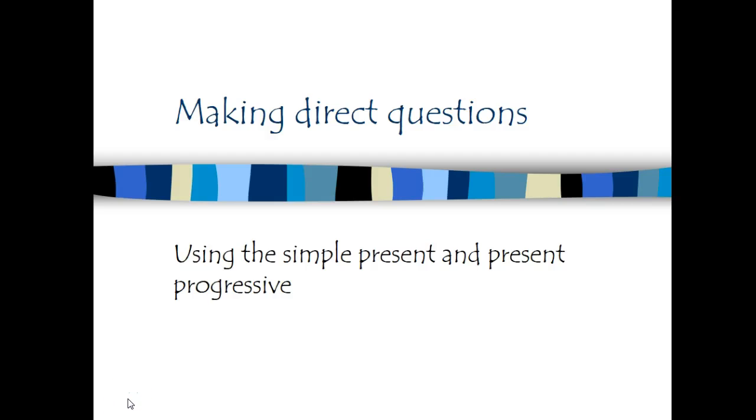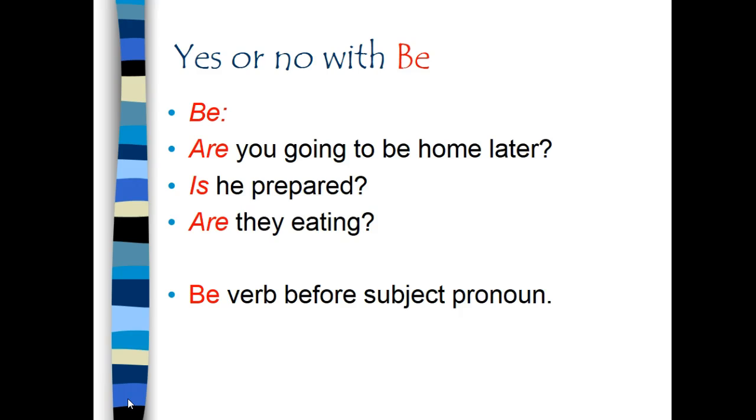Hello. Today I'm going to explain how to make direct questions using the simple present and present progressive. First, let's look at questions with the verb to be for yes or no answers. With the verb to be, we place it before the subject pronoun when we make a question. So my question is, are you going to be home later? Is he prepared? Are they eating?